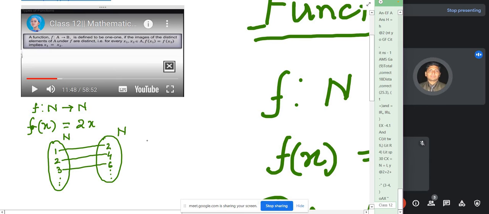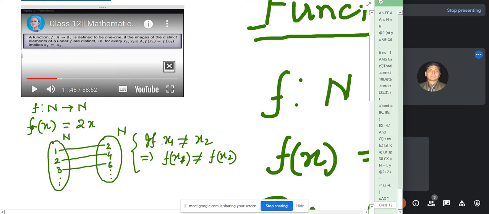Now what we are observing, if x1 not equals x2 implies f(x1) also not equals f(x2), right? Okay, Prince. Yes, sir. If x1 not equals x2, that means if distinct elements of domain you take, then its image will be also distinct.